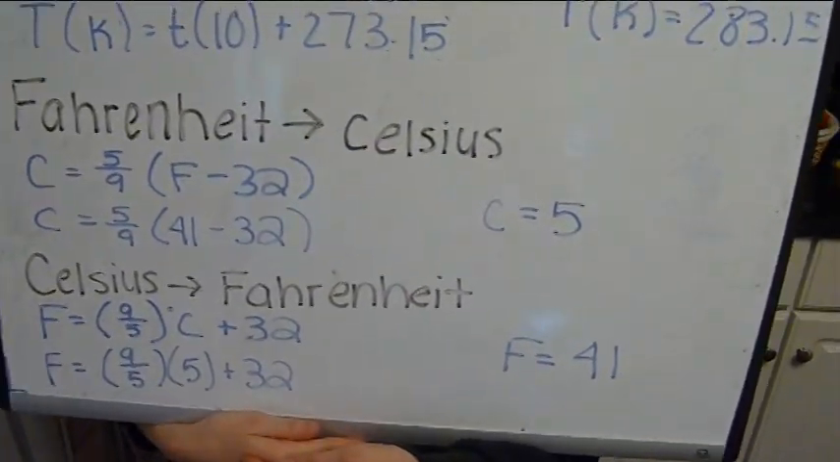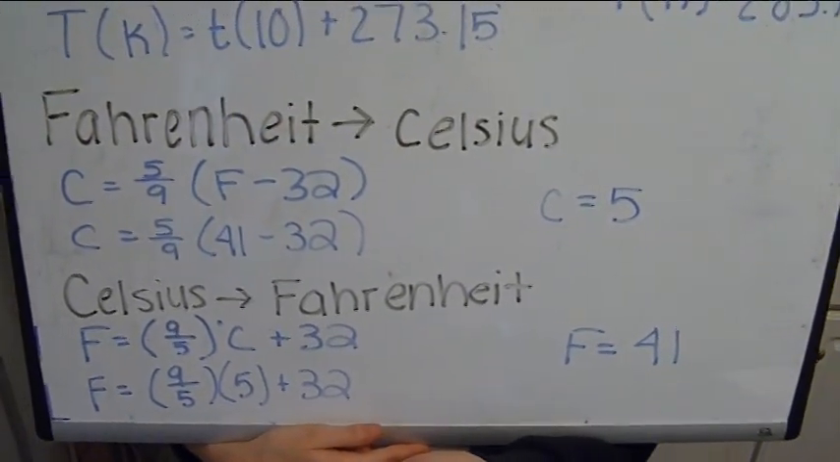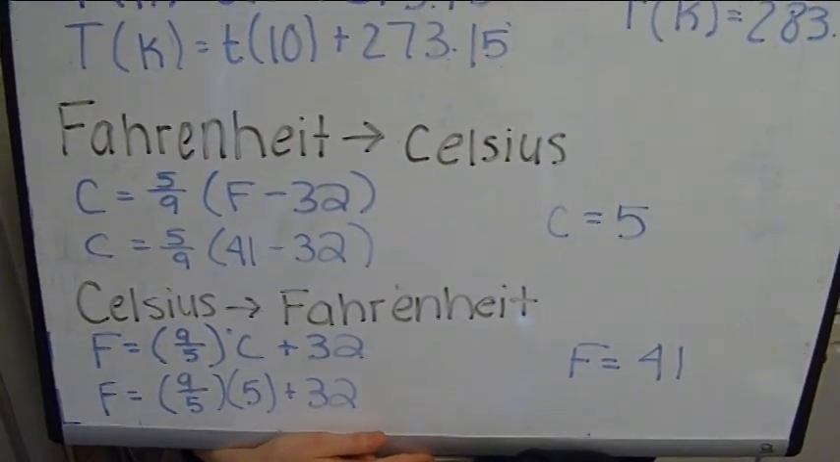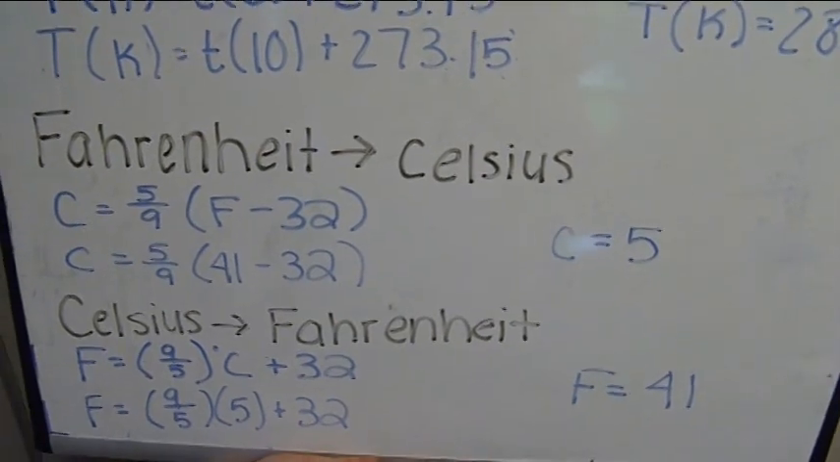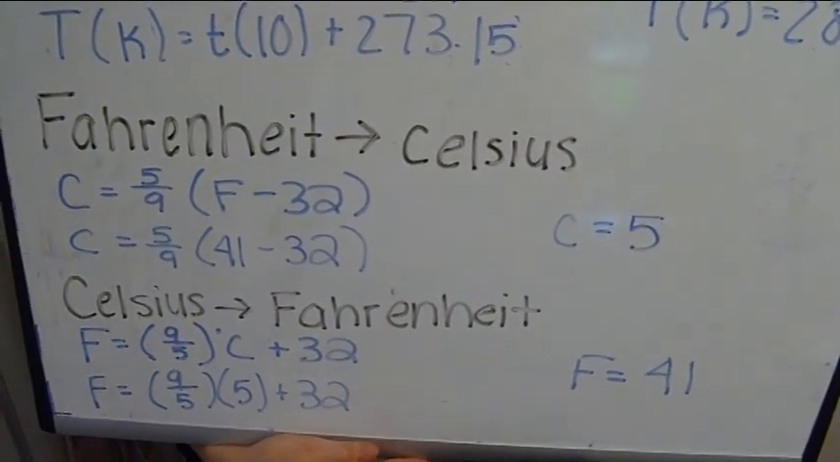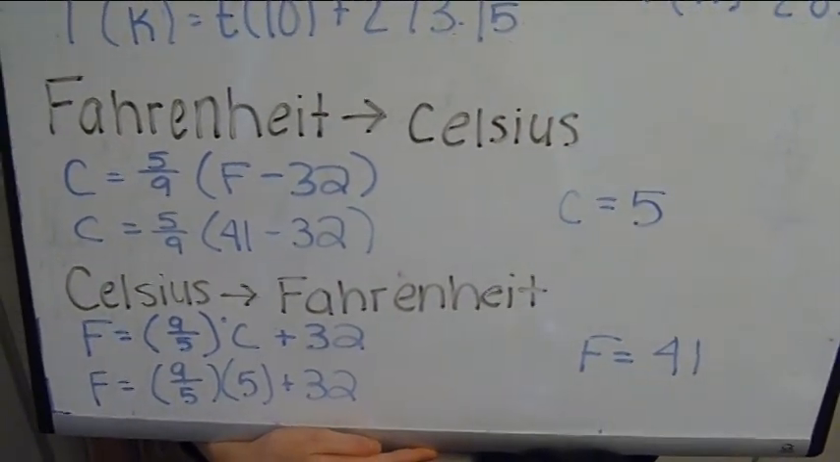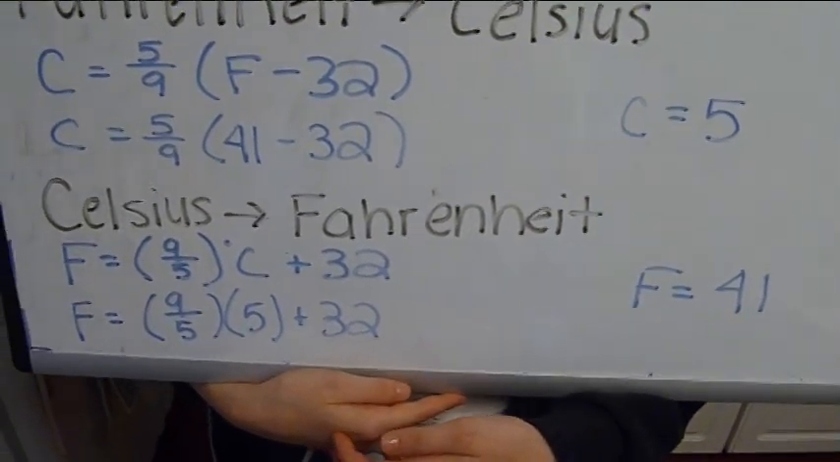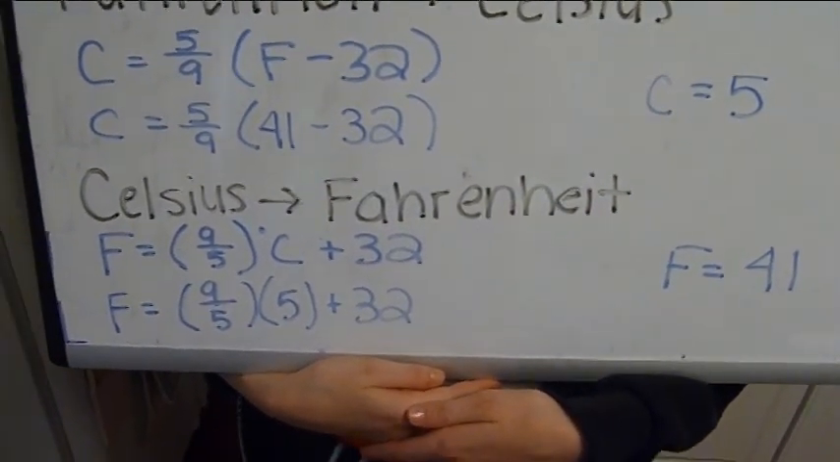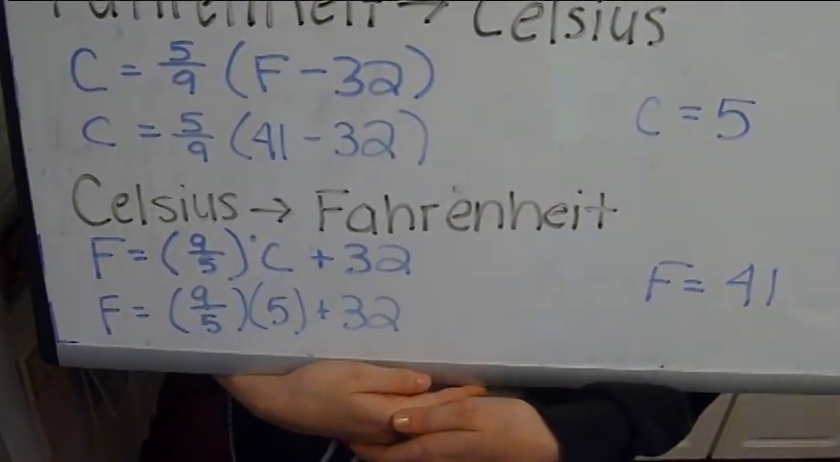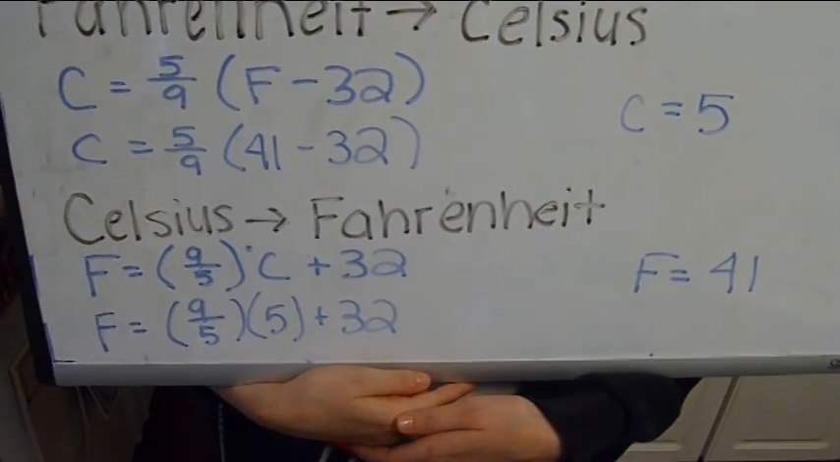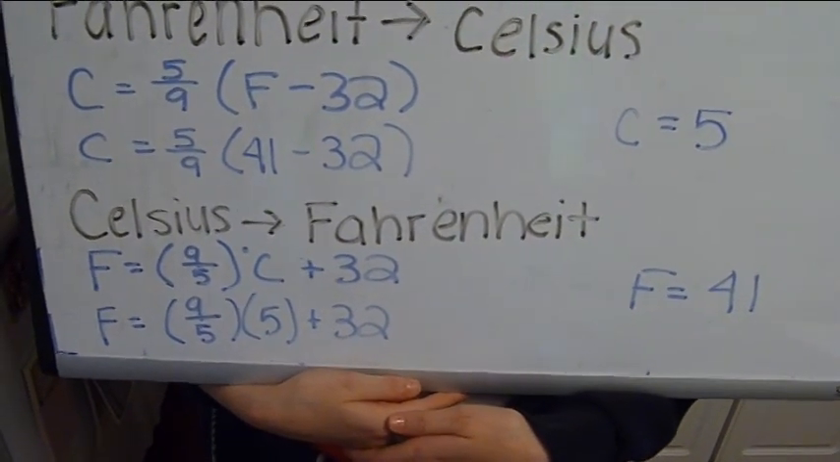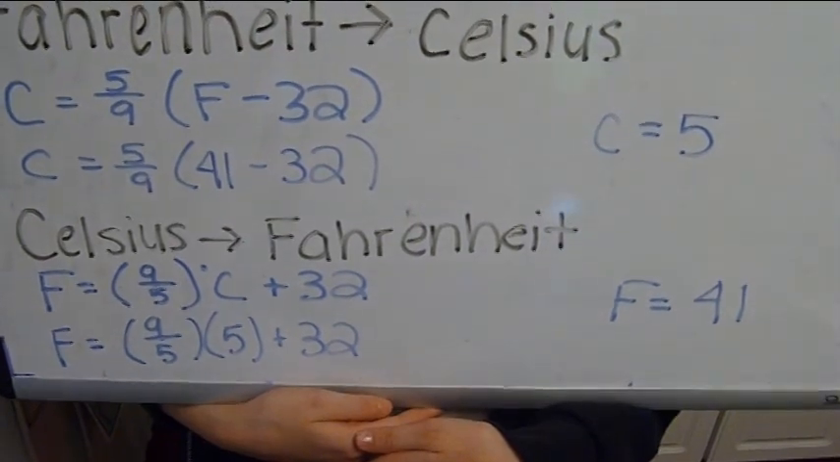From Fahrenheit to Celsius, the formula is Celsius equals 5/9 times Fahrenheit minus 32. When you plug in 41 for Fahrenheit, you get 5 degrees Celsius. For Celsius to Fahrenheit, the formula is Fahrenheit equals 9/5 times degrees Celsius plus 32. When you plug in 5 for degrees Celsius, you get 41 degrees Fahrenheit.